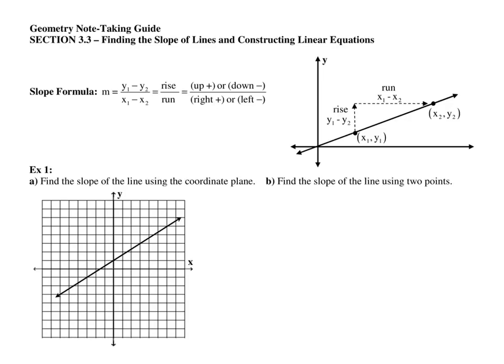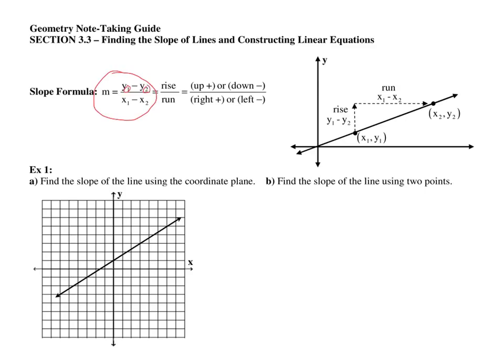All right, starting lesson 3.3, find the slope of lines and constructing linear equations. Going back to algebra here, the slope formula: y1 minus y2 over x1 minus x2. You could also write y2 minus y1 over x2 minus x1, okay? And these are subscripts here. So you could say y sub 1 minus y sub 2 to be more technical.